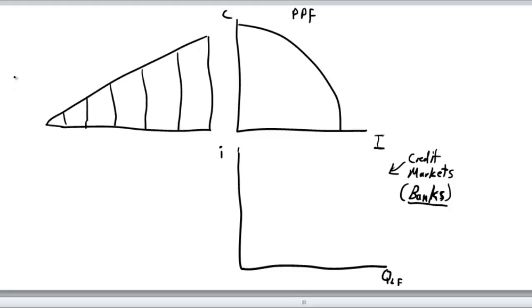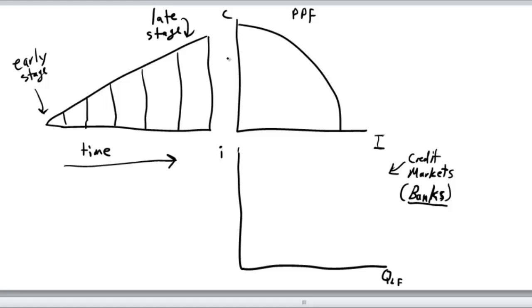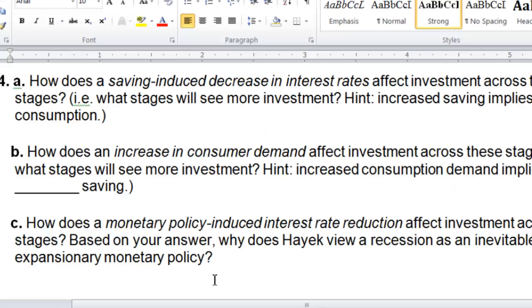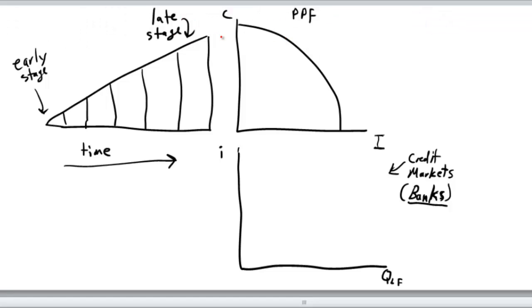And remember, there was early stage capital back here, remote in time from consumption, passage of time on the horizontal, and late stage capital this end. Okay, now, first thing we want to think about here is a savings-induced decrease in interest rates. Let's start in the PPF, and we're initially at this point, C1, I1. Notice this, the value of consumption over here is the final product of the capital structure.